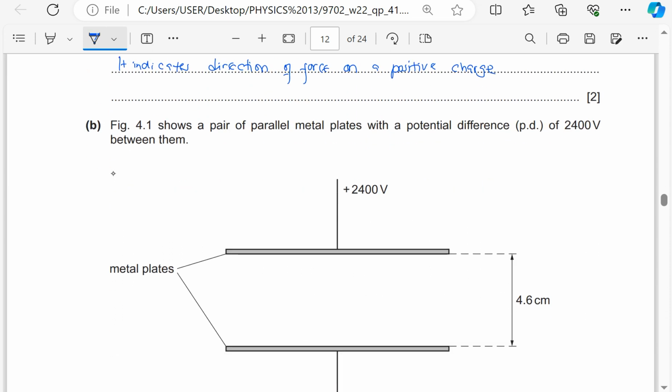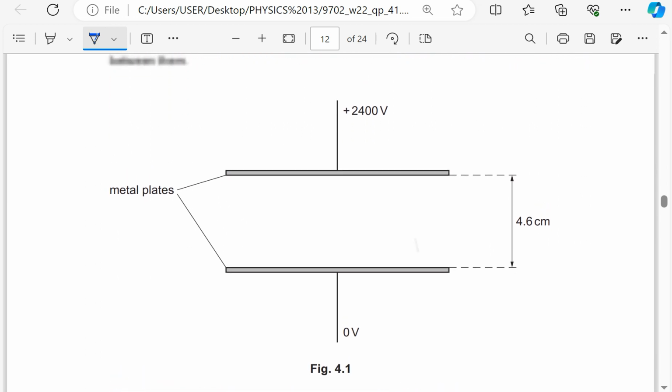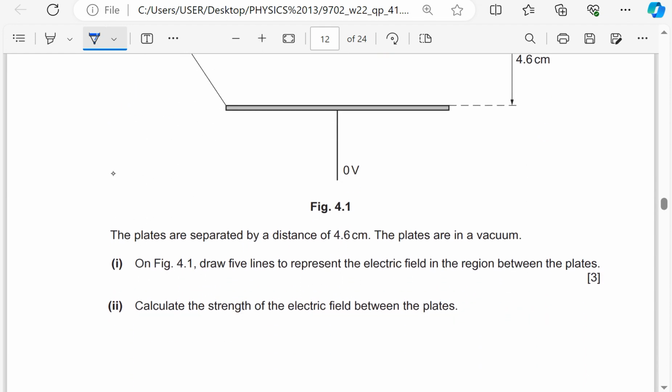The figure shows a pair of parallel metal plates with a potential difference of 2,400 volts. The plates are separated by a distance of 4.6 centimeters. The plates are in a vacuum. So if they're in a vacuum, we don't expect anything around the plates or inside the plates. On the figure, draw 5 lines to represent the electric field in the region between the plates. So we want to draw 5 lines.